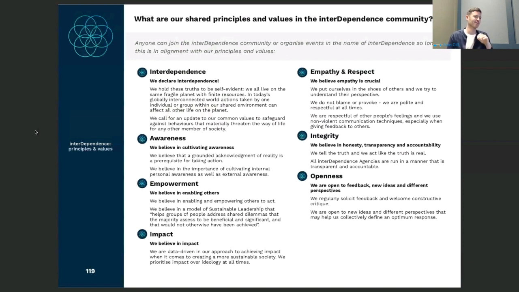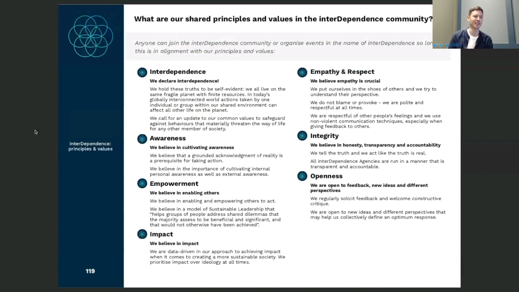So awareness, cultivating awareness, enabling others, being data-driven in our approach to impact, empathy, certainly putting ourselves in other people's shoes, not blaming, being polite, being respectful of other people's feelings. And that's particularly important when giving feedback to others. So we'll be doing a workshop on that at some point.